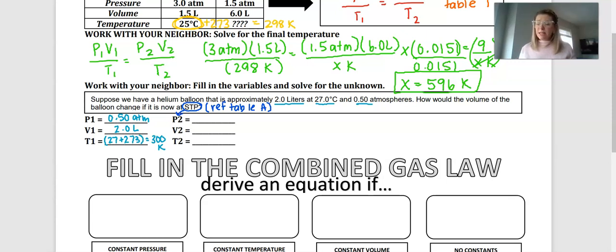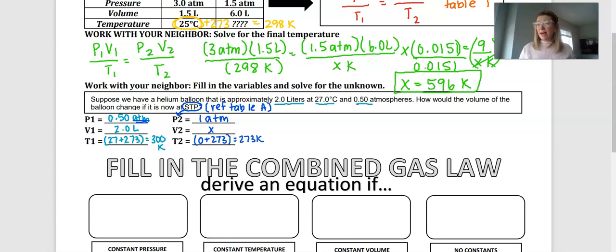So standard pressure, the first thing that we need to look for. Okay, standard pressure. Now, notice how your pressure is in atmospheres, so you do need to use the standard pressure in atmospheres, which is 1 ATM. Okay, we are looking for the volume. It's our unknown, we're not sure. And standard temperature, again, according to reference table A, is 0 degrees Celsius, and we do need to convert that to Kelvin. This is going to give us 273 Kelvin.